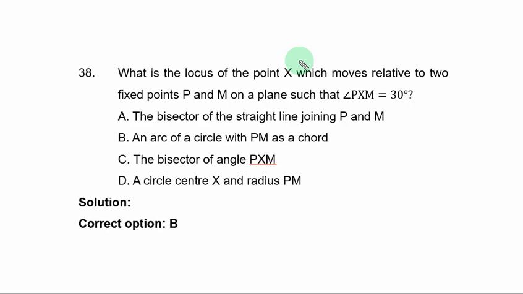Question 38. What is the locus of the point S which moves relative to two fixed points P and M on a plane such that angle PSM is 30 degrees? So let's take this as the plane. There are 2 points on it, P and M. Looking at angle PSM, that means S is somewhere here. You have to construct angle 60 degrees.